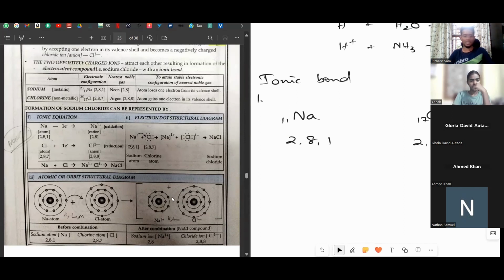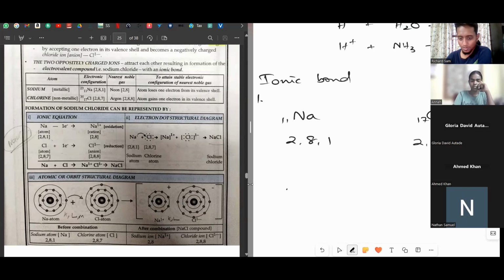The atomic structural diagram, you had done this in the 9th standard, if you remember. You had drawn the whole atom, then you showed the electron being transferred. You remember this, all of you? Okay. But now in 10th standard, you're mostly focusing on this electron dot diagram. So let's see how this electron dot diagram is. First you will write Na, and you will only represent the electrons in the outermost orbit. In the outermost orbit, there's one electron. Represent that as a dot. Just put it somewhere on the right side here.